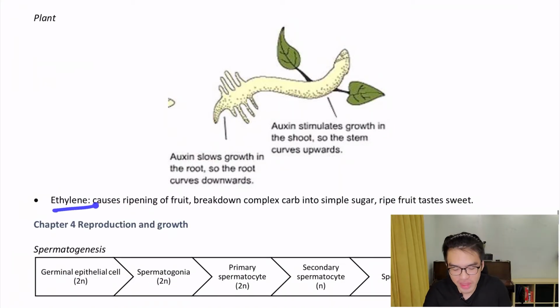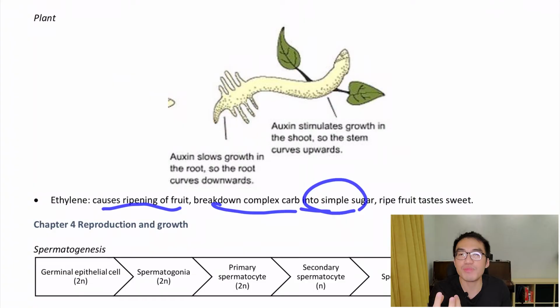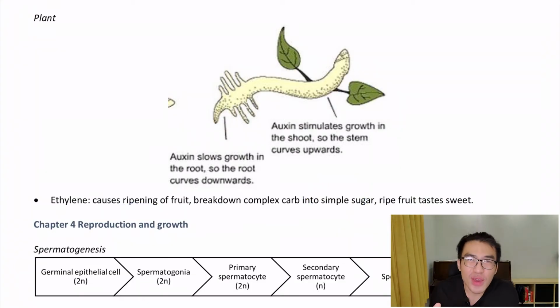And of course, you have your ethylene. This is released by ripening fruit. They will cause your food to ripen. They will break down your complex carb into simple sugar. This is why unripe fruit is really sour and ripe fruit is really sweet, because you have simple sugar inside.